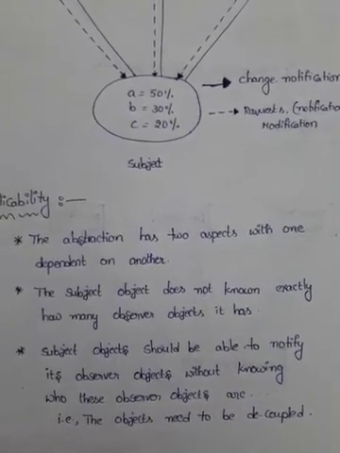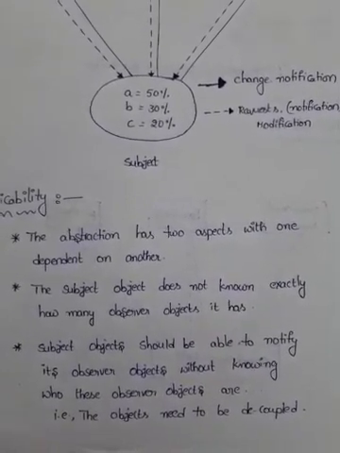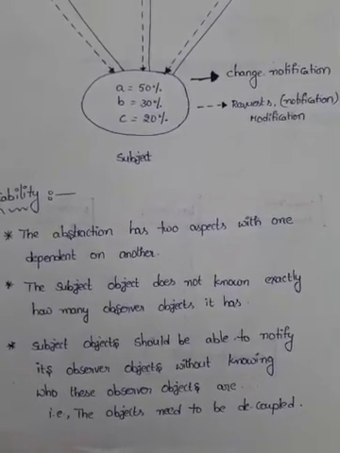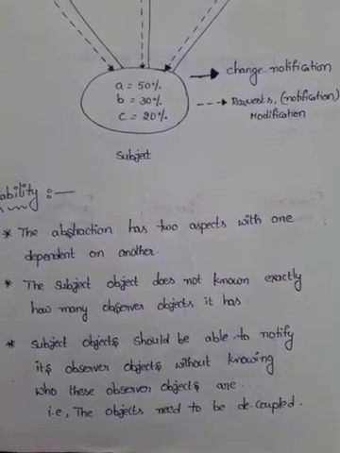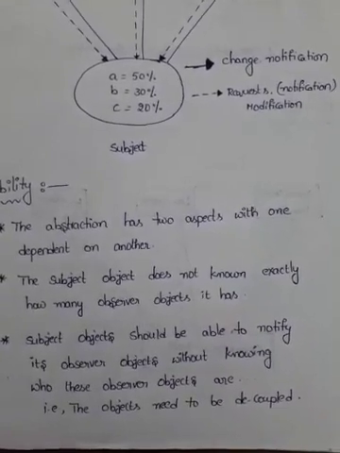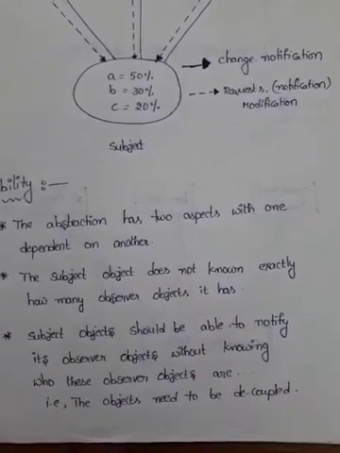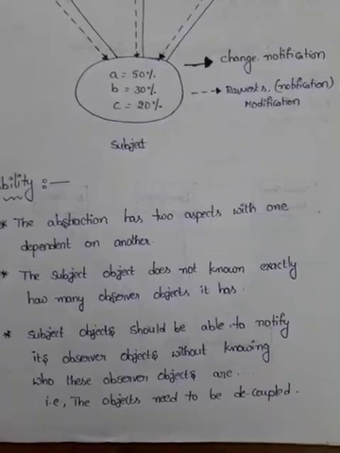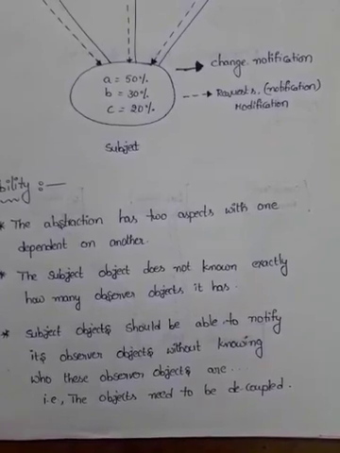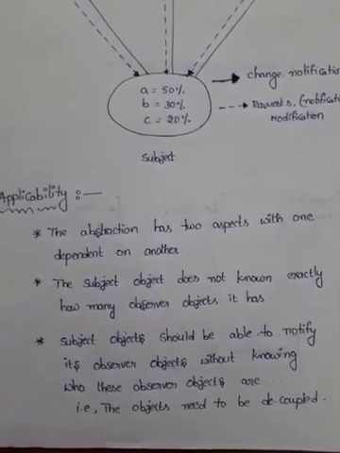And our next and last applicability is that a subject object should be able to notify its observer objects without knowing who these observer objects are. That means the objects need to be decoupled. An object should be able to notify other objects without making assumptions about who these objects are, or in other words, you don't want these objects tightly coupled. These are the three situations where we can apply this observer pattern. So, this is about applicability.